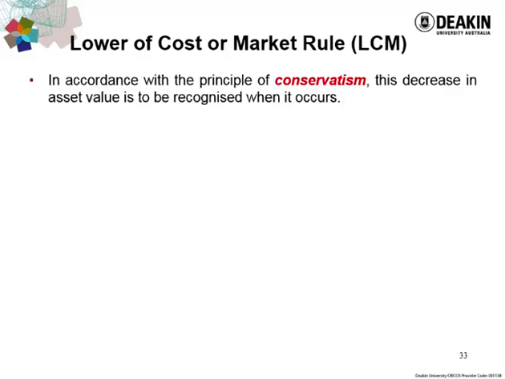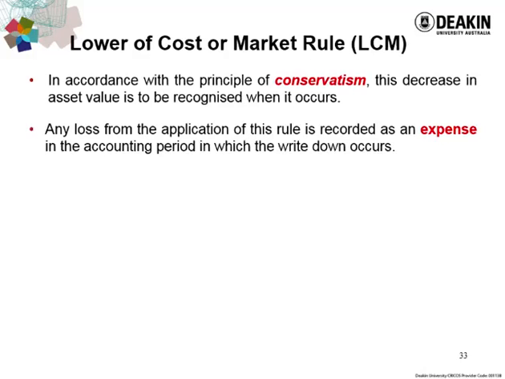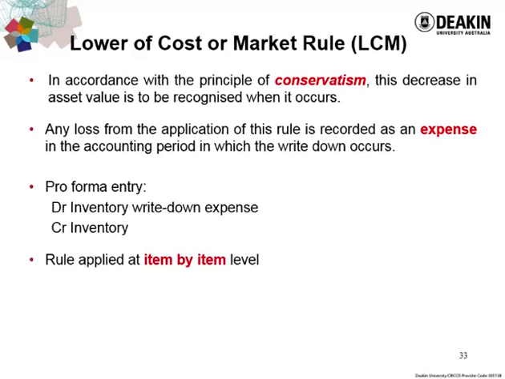So we apply this rule because of accounting conservatism. Accounting conservatism means it is not fine to overstate your asset. So when asset value has declined, we must write down immediately to net realizable value and recognize the write down as a loss, which is a form of expense. So we do the following entry: debit inventory write down expense, credit inventory.